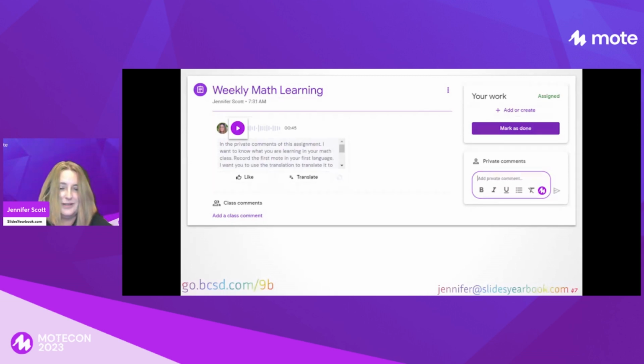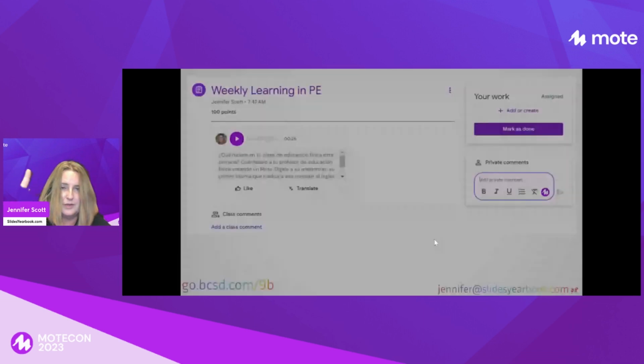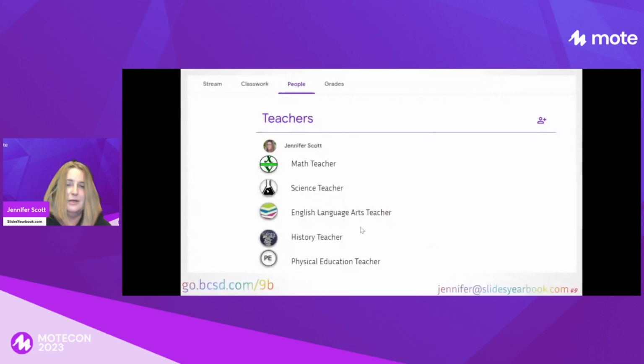Now, the part that I like the best is this. Not only are they practicing, but I'm adding their math teacher, their science teacher, their English language arts, their history teacher, their PE teacher, so that they can have conversations. Because oftentimes our teachers feel very inadequate. They feel like, how do I know I'm reaching my student? Now they get to hear their student's voice in their primary language and in English. And that just makes it all, just think of the relationship building and the academic building that we are doing.